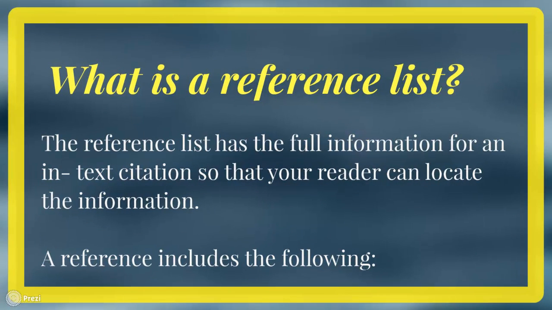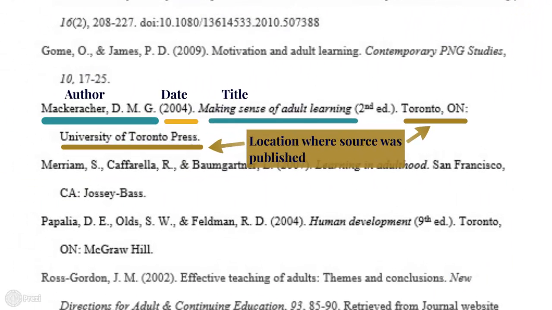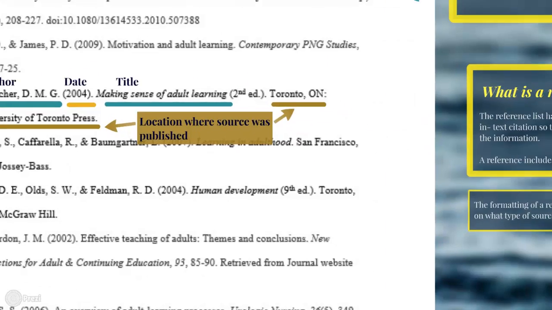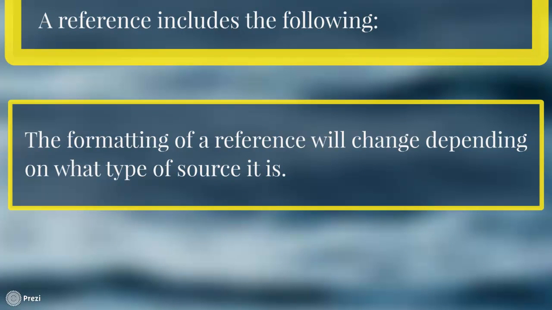What is a reference list? The reference list has the full information for an in-text citation so that your reader can locate the information. A reference includes the following: author, date, title, and location where the source was published. The formatting of a reference will change depending on what type of source it is.